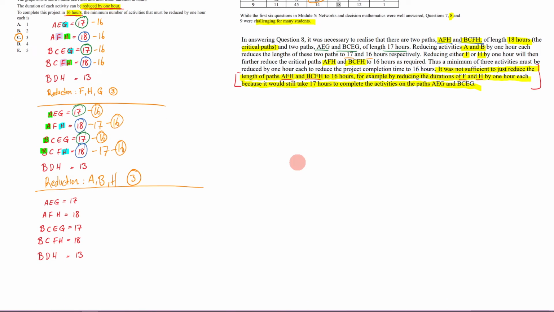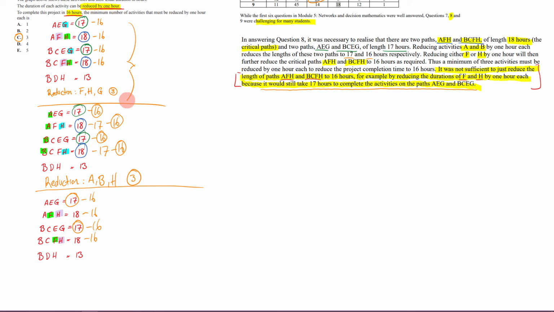And remember, that's the first thing that we did. So remember what we did is we said, oh, look, we've got 18, 18. Well, what do they have in common? They have H in common. And what else do they have in common? They have F in common. And we said, all right, if we make those 2 reductions, what we're going to end up with is 16, 16. And people thought they were done because they got 16. But what they didn't realize is that it would still take 17 hours to complete the activities on pathways AEG and BCEG. Look, 17. So therefore, you have to make a third reduction to one of these in order to get it to 16, to make these 16. And that's what we did up here.